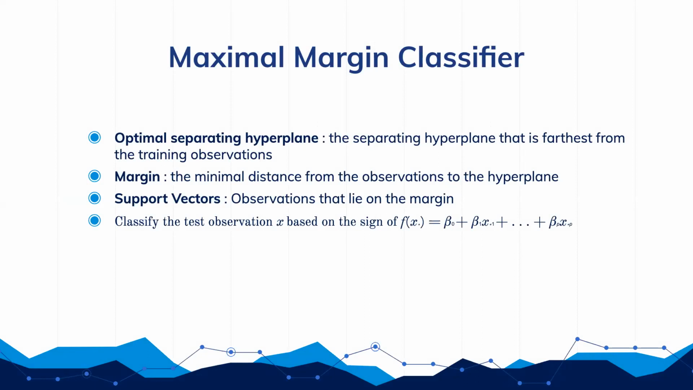Let me just define some terms before I go into the classifier itself. The optimal separating hyperplane: if you look at all your observations, it is the separating hyperplane that does the best job of separating all observations. And here we're talking about training data, obviously.